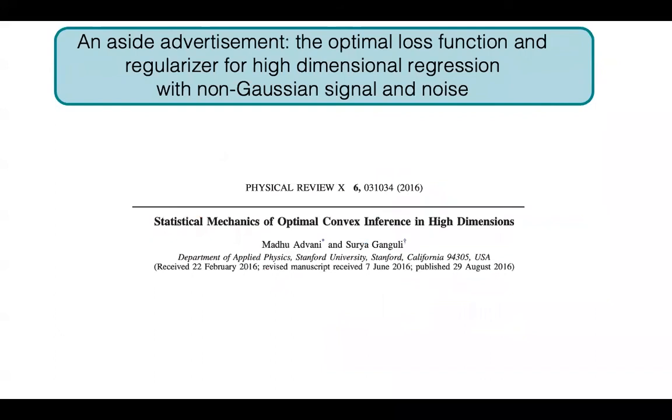By the way, these statistical mechanics methods are very powerful. I'll just advertise one paper that I particularly like. It was done with Madhu Advani, who was in my lab and then did a postdoc here at Harvard. We were also able to find the optimal loss function and regularizer for high dimensional regression with non-Gaussian signal and noise. And that's in this paper. There's some overlap between the mathematical techniques of this paper and the paper I'm discussing, because of the non-Gaussianity of the data distribution.